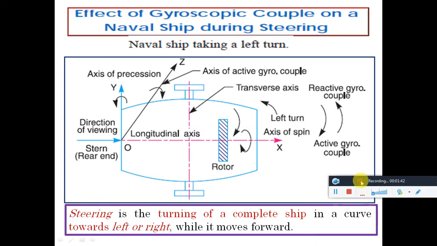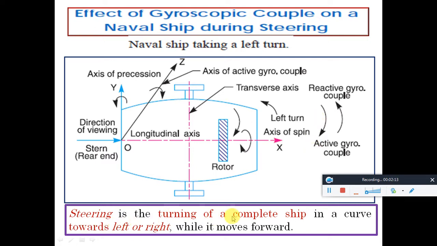This shows the effect of the gyroscopic couple on the naval ship during steering. So you know these things: starboard, port, the stern, and so on. Let us assume that the ship takes a left turn. So when it takes a left turn, what happens? The reactive gyroscopic couple will be in that particular direction, and the active gyroscopic couple will be reversed to that direction.